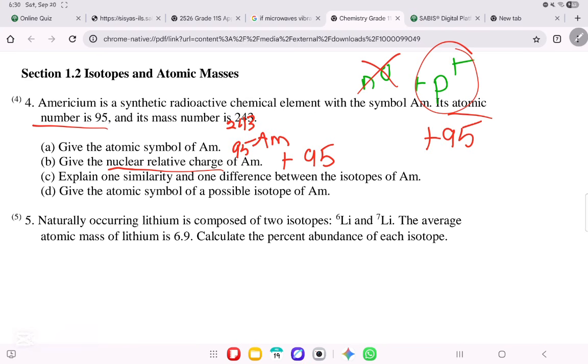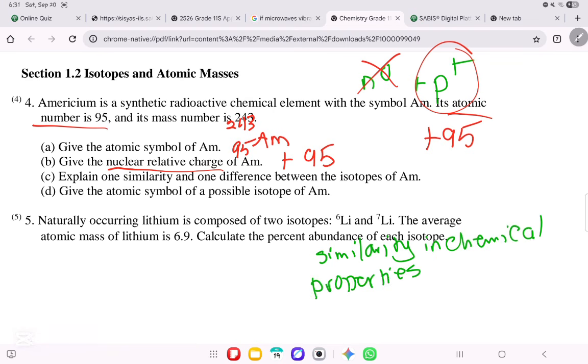Perfect. What did they say now? Explain one similarity and one difference between the isotopes of Am, which is americium. So one similarity, first of all, is that they're going to have similar chemical properties. Why is that? So let's write similarity in chemical properties. Why exactly is that? It's because they have the same number of protons.